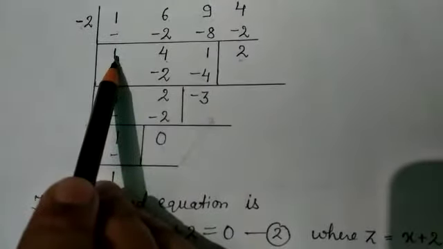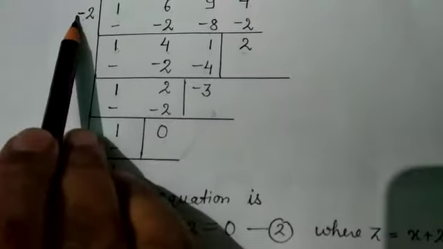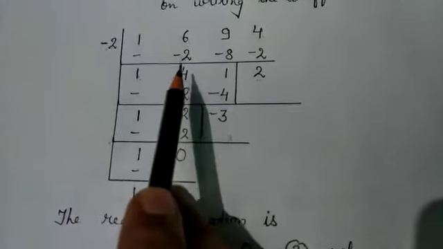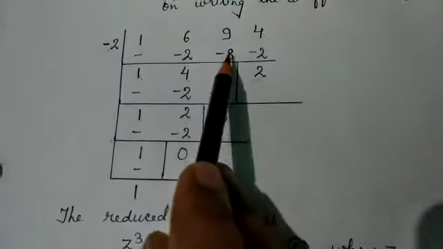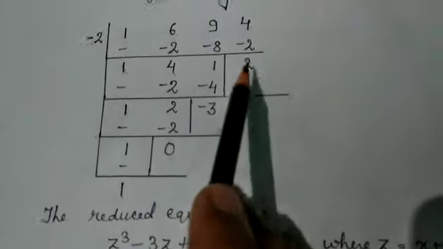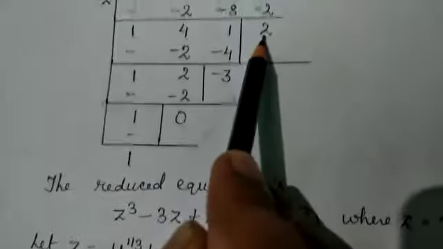1 will remain as it is. 1 into minus 2 will be minus 2. 6 minus 2 is 4. 4 into minus 2 will become minus 8. On adding these two, we get 1. 1 into minus 2 is minus 2. And here we get 2. Again, the same process here.